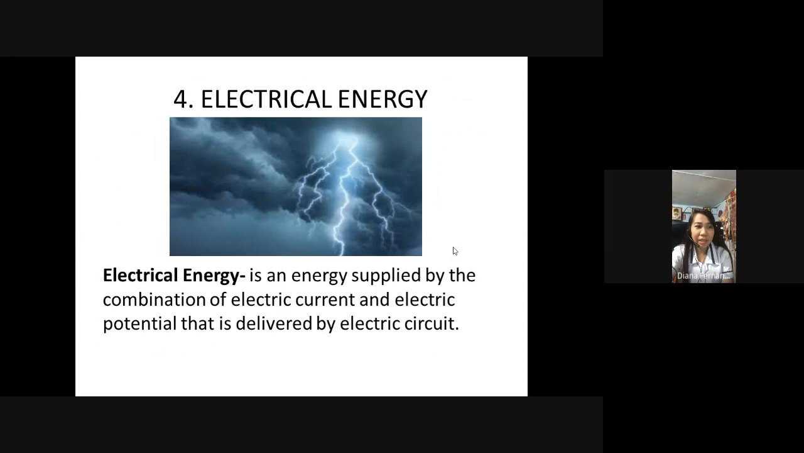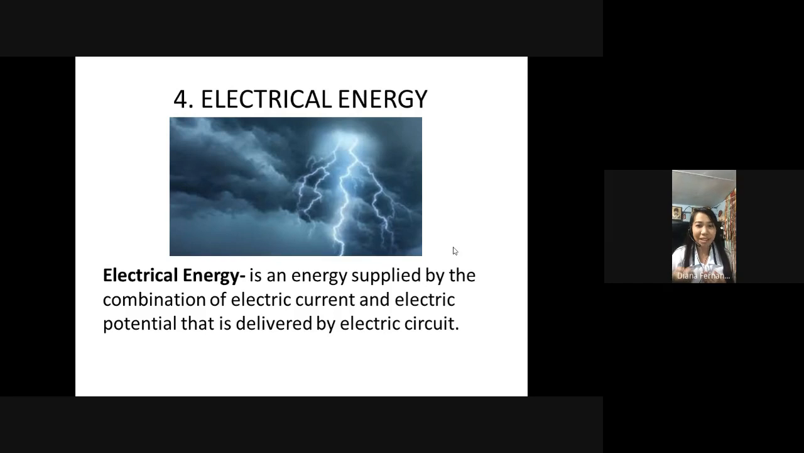Electrical energy is an energy supplied by the combination of electric current and electric potential that is delivered by an electric circuit. Ayan, para mas maintindihan ninyo, electrical energy, ibig sabihin yung mga bagay na nagsusupply ng electricity. Okay? So, what are those?